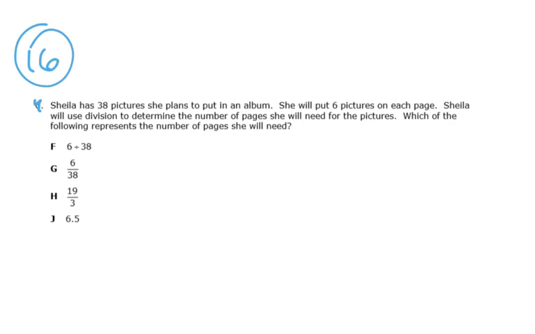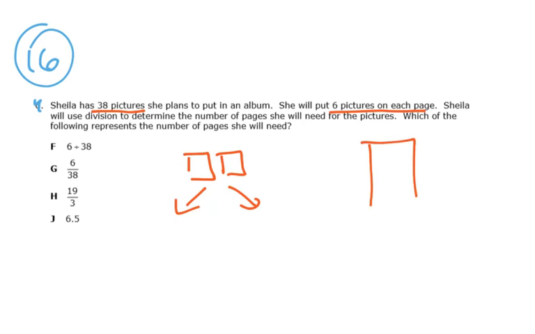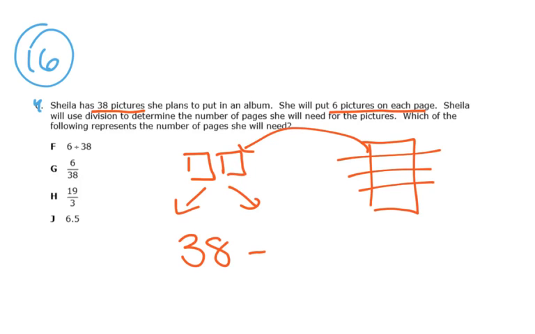Sheila has 38 pictures and she wants to put 6 pictures on each page. Think it through. Does she want to divide up her pictures and put them on a page? Or does she want to divide up her page and put them on a picture? She wants to divide up her pictures, which means that the 38 should come first, and put them on the pages. So F is incorrect.